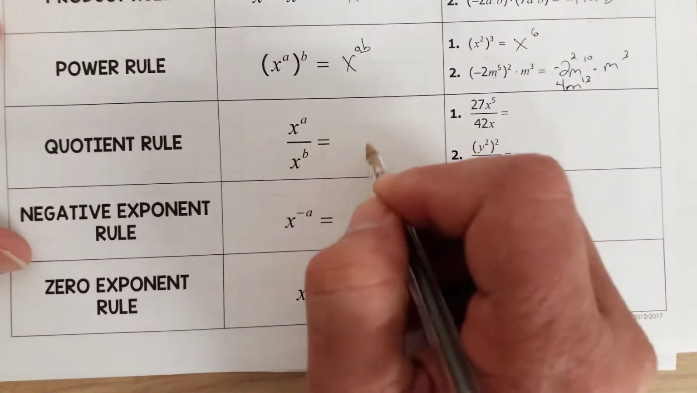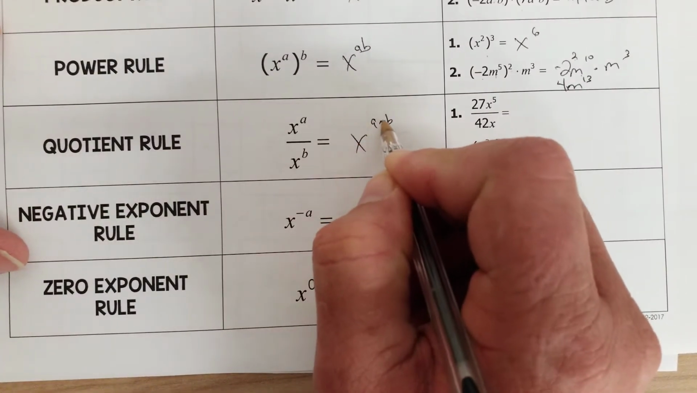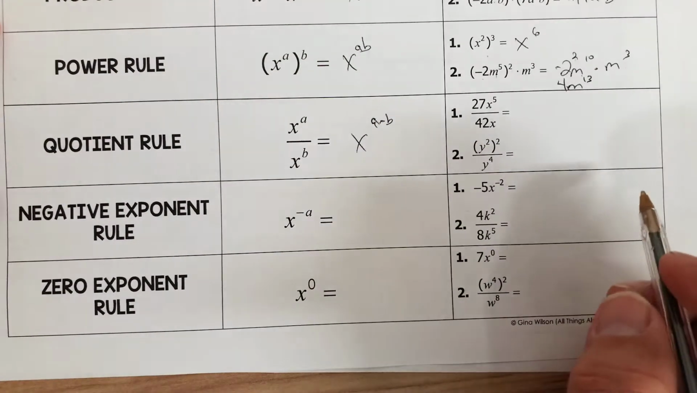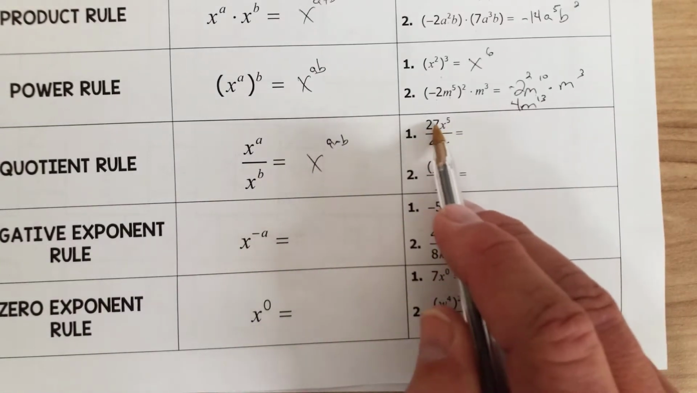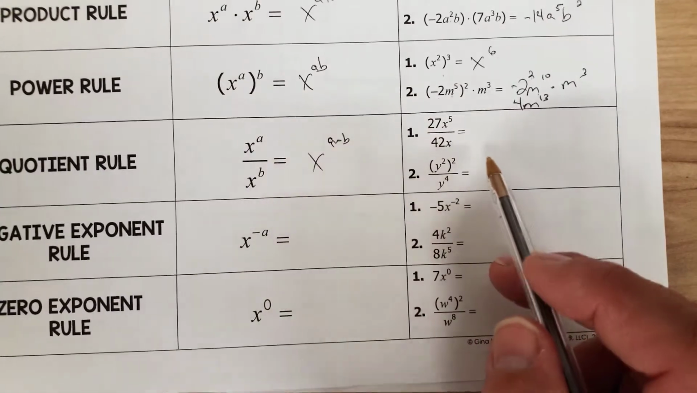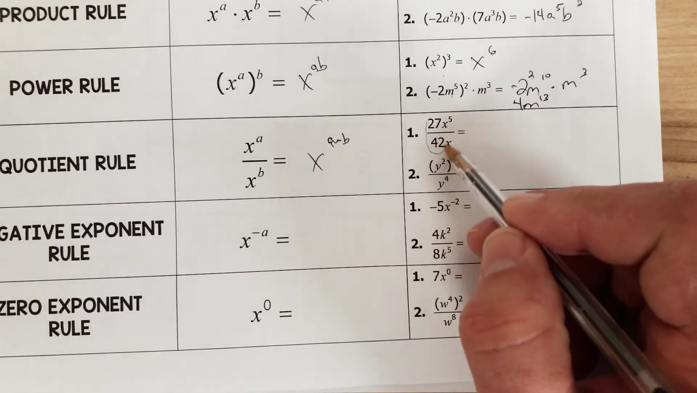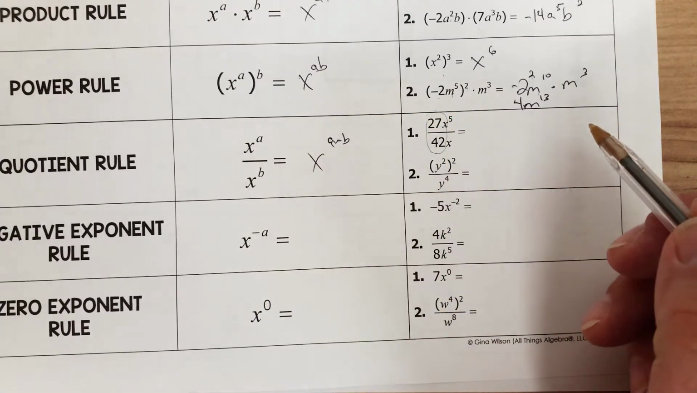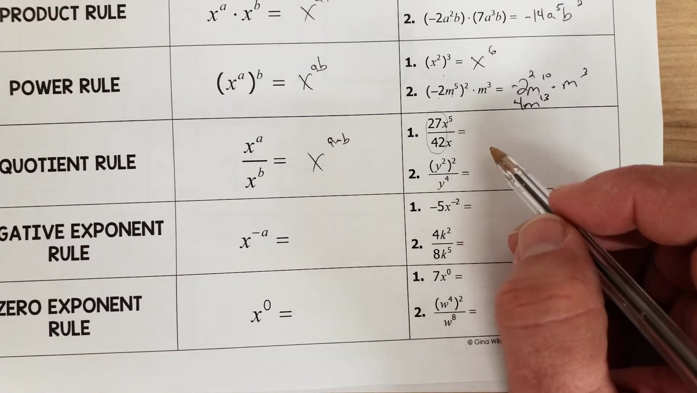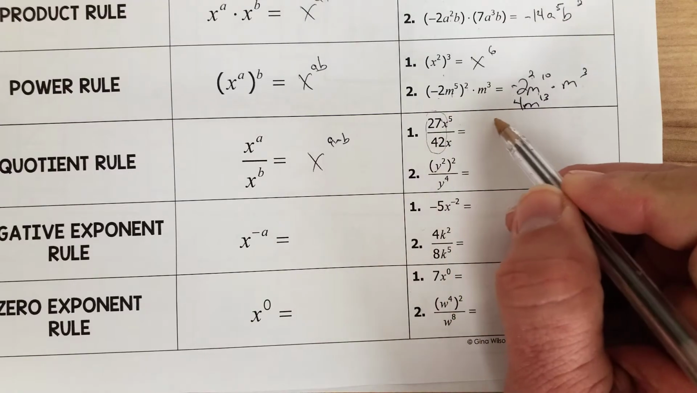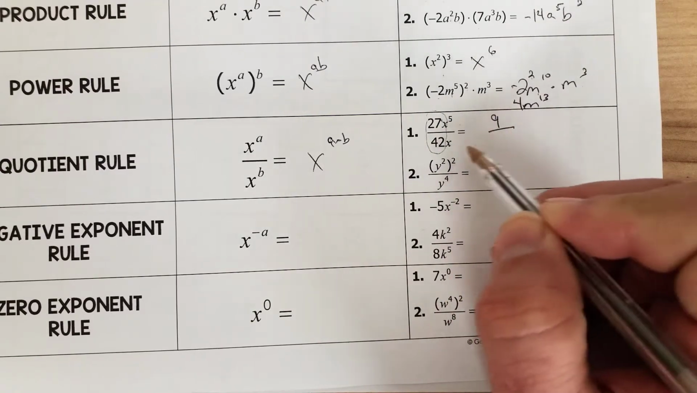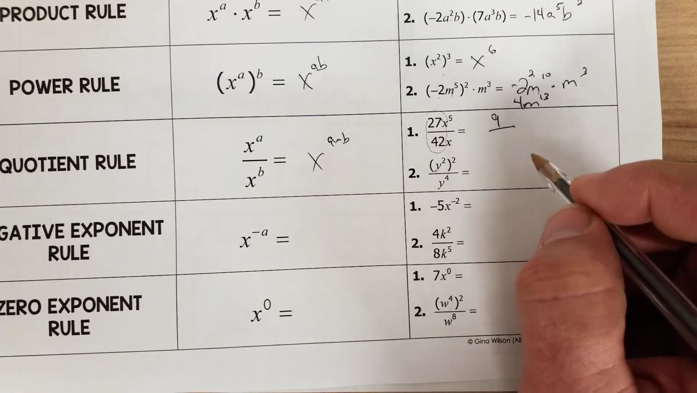Quotient rule, when you're dividing, you subtract the exponents. So if you have a number like this, and I can't divide 27 divided by 42, I'm going to focus on this and just treat that like a fraction that I can reduce. These are both divisible by 3. So 27 divided by 3 would be 9, and 42 divided by 3 would be 14.